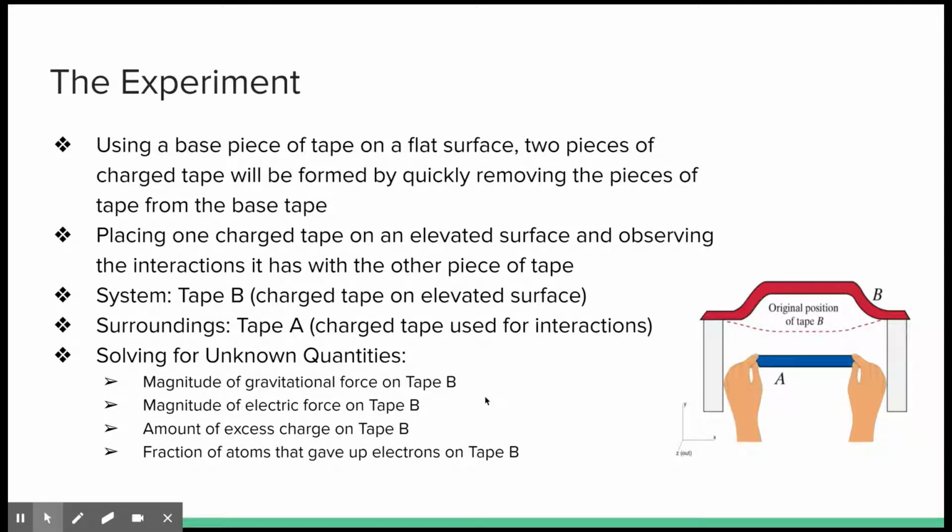For the overall experiment of Lab 1, I formed two pieces of charged tape, tape A and B, by quickly removing them from a base piece of tape. As shown in the figure here, I placed one charged tape on an elevated surface and observed its interactions with the other charged tape. The system I assigned for the lab was tape B, the elevated charged tape, and I used this system to solve for the unknown quantities listed here.